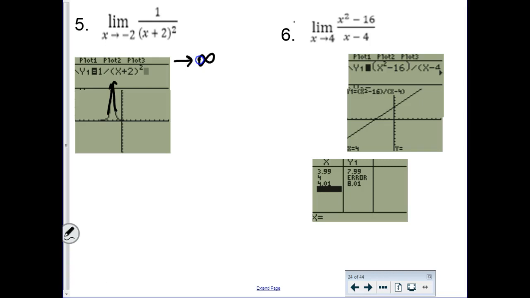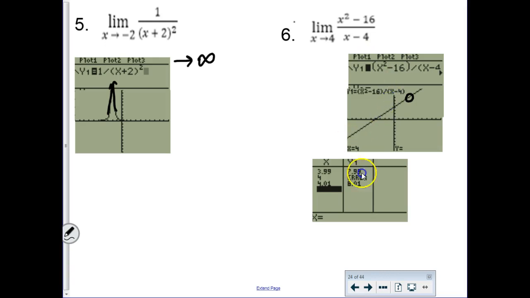All right, and then 6. 4, can't plug it in. It'd be a definite problem. Apparently there's a hole here at 4, a removable discontinuity that we can't see, but we know is there.